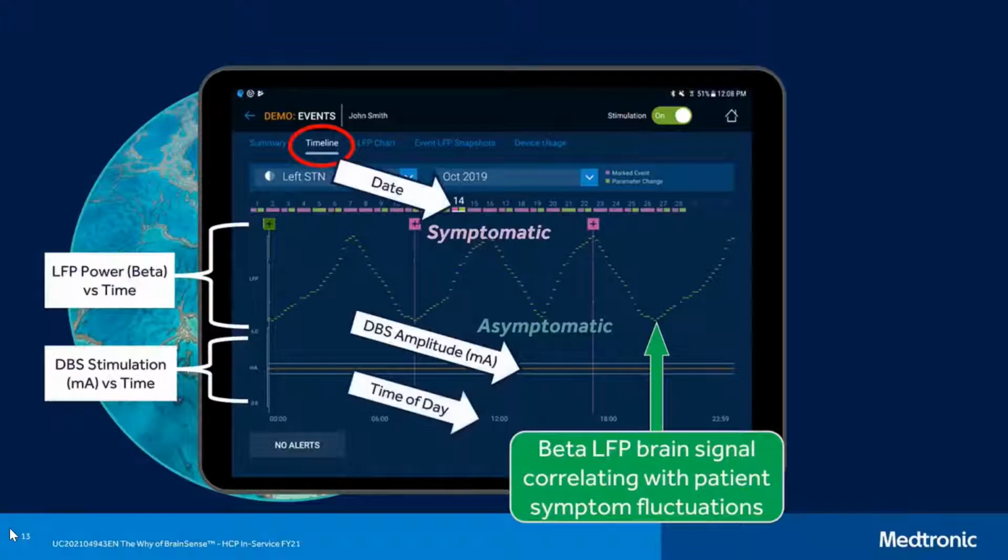And BrainSense Timeline allows us to save up to 60 days of recorded LFP data and look for trends that appear over time. So using this calendar view format, we can easily change from one day to the next, either with the swipe of a finger or by clicking directly on the date. So if a patient reports that their symptoms were particularly bad, for example, last Thursday, you can simply click on that date to see what was recorded.